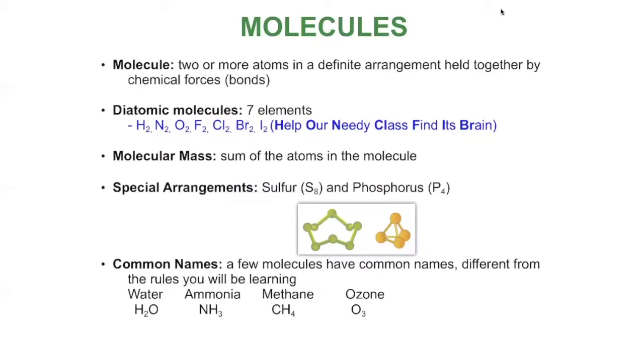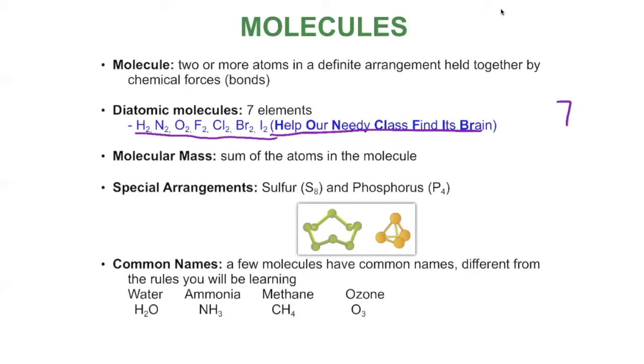Recall also, we have 7 diatomic elements: hydrogen, nitrogen, oxygen, fluorine, chlorine, bromine, and iodine. One way to remember this is "help our needy class find its brains." That's just a quick little way to remember all of them. The other thing I showed you was the pattern of the 7 on the periodic table. We know molecular mass, that's the sum of the atoms in all the molecules.